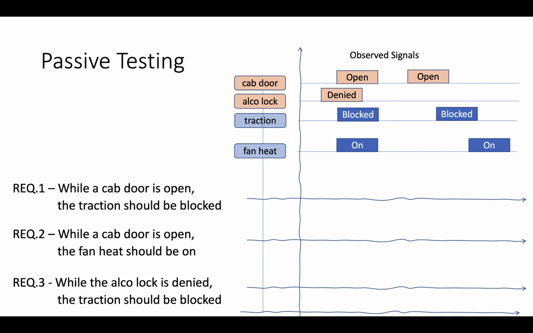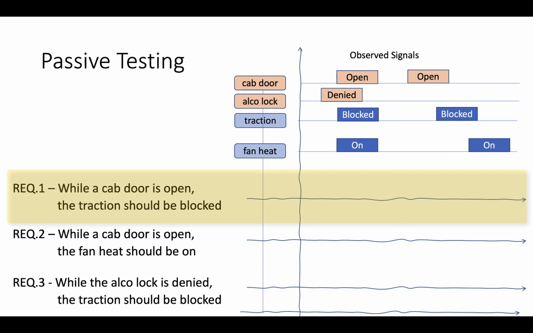Let's imagine that the tester has performed a realistic drive cycle while recording the signals cab door, alcohol lock, traction heat and fan heat. Does the system meet the requirement 1 during this drive cycle? Let's take a closer look.